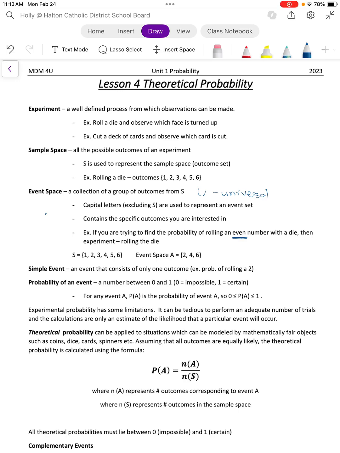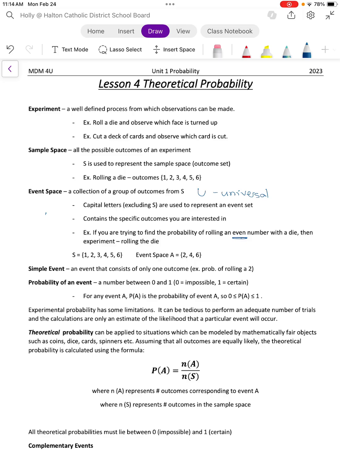All right, lesson 4 on theoretical probability. So theoretical probability, we spoke about experimental, how you perform the experiment. We have 3 definitions here of what an experiment, sample space, and event space are, which we went through during lesson 3. I'll quickly read over them again.